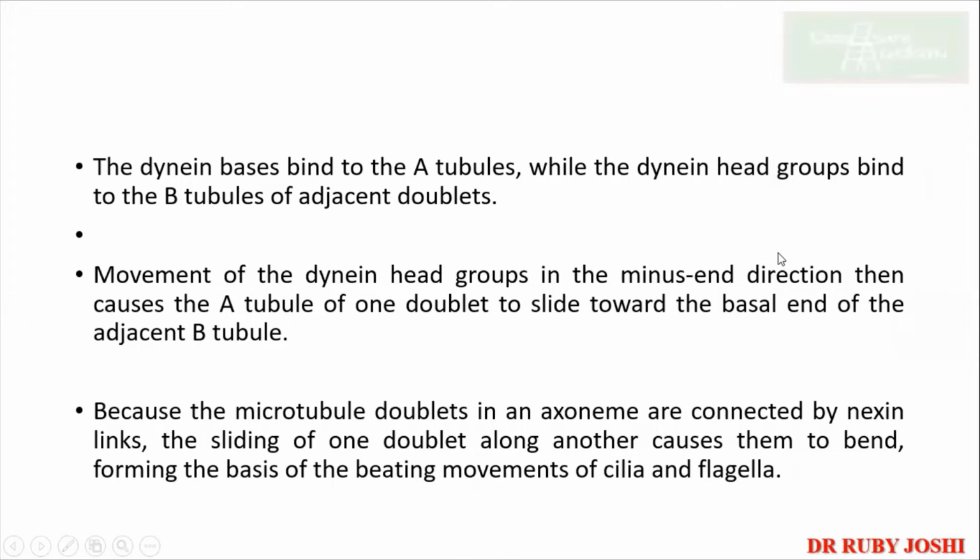Now the movement of the dynein head groups in the minus end direction causes the A tubule of one doublet to slide toward the basal end of the adjacent B tubule. Because the microtubules in an axoneme are connected by nexin, linked to each other, the sliding of one is going to cause them to bend, forming the basis of the beating movements of the cilia and flagella. Are you able to get this point written in the slide, or should I explain again?